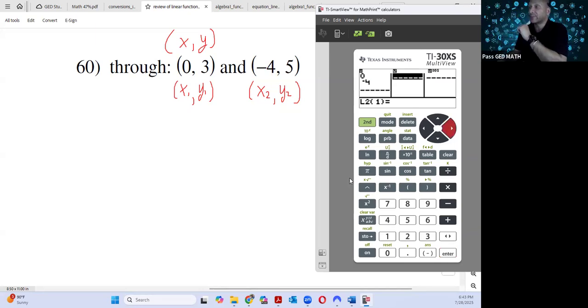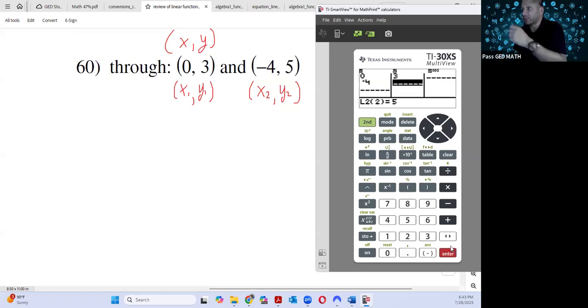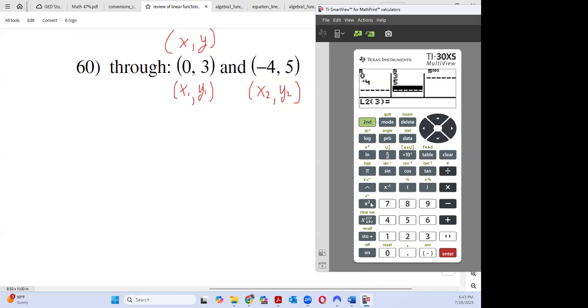What are my 2 y's? 3, enter. 5, enter. It's nothing to do. That's no work. So learn how to do it by hand, but when you get to the exam, you should be using the calculator.